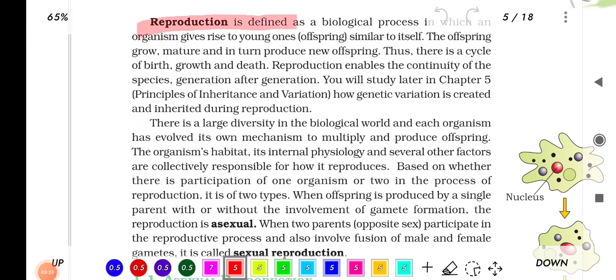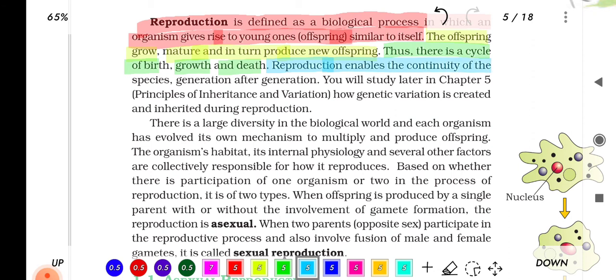Reproduction is defined as a biological process in which an organism gives rise to young ones, offspring similar to itself. The offspring grow, mature, and in turn produce new offspring. Thus, there is a cycle of birth, growth, and death. Reproduction enables the continuity of the species generation after generation.